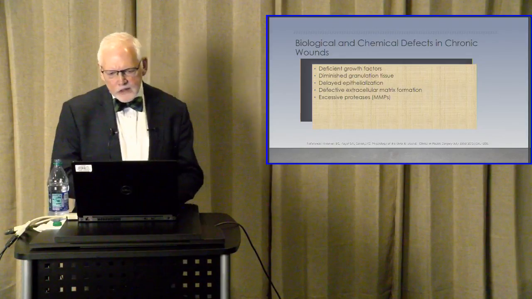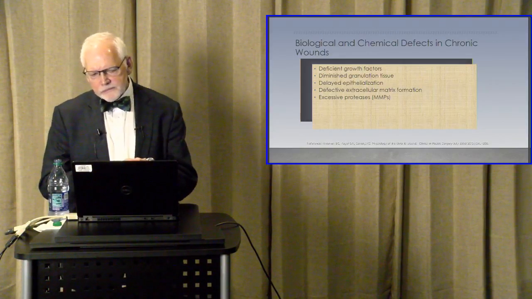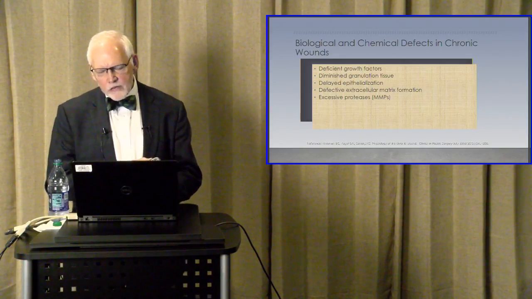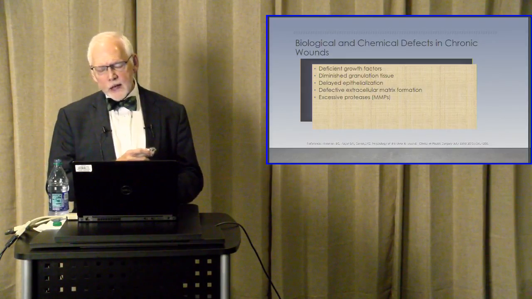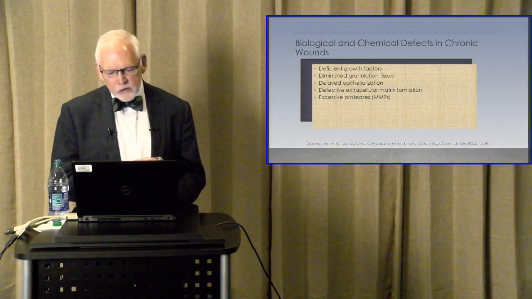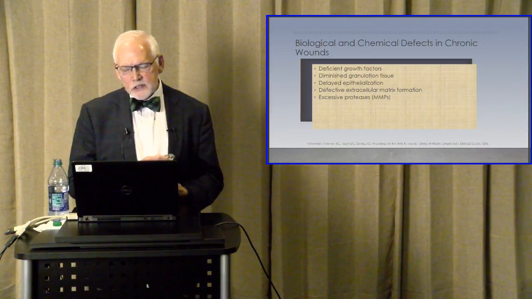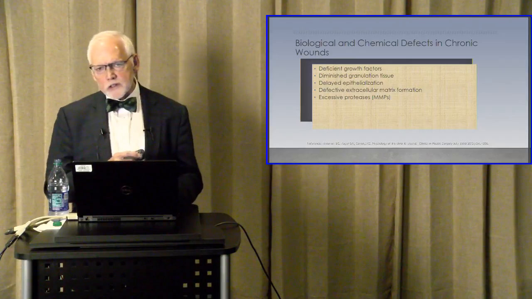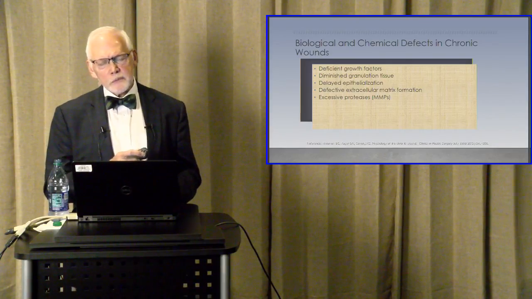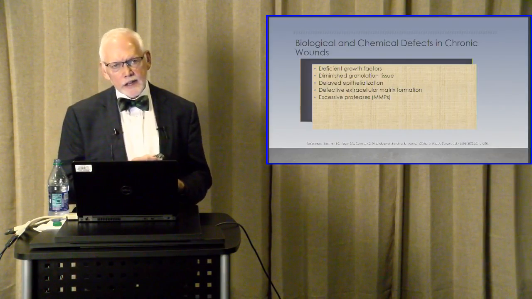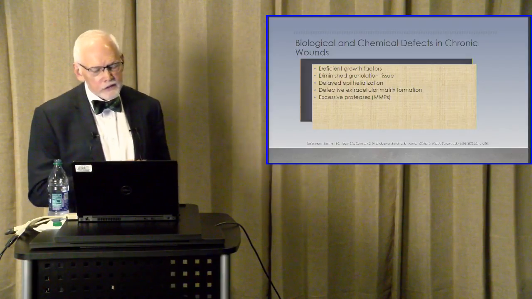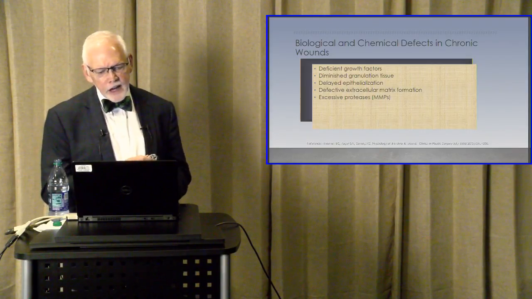There are also biological and chemical defects like deficient growth factors, which may be seen in diabetics who are not controlled. Sometimes there are people who can't make granulation tissue. Say, for example, they're malnourished. Is it possible for an obese person to be malnourished? Yes, it's very possible, and in fact not uncommon.